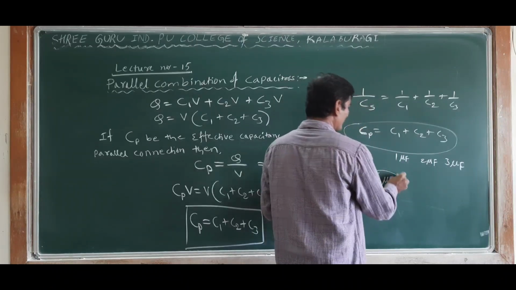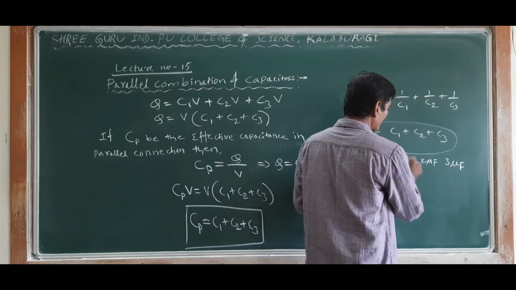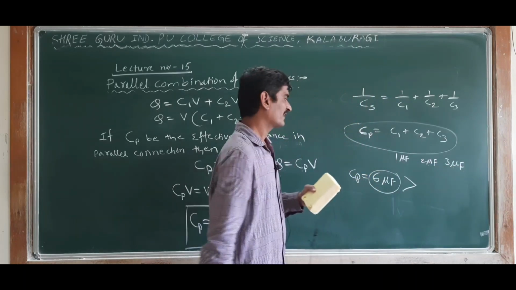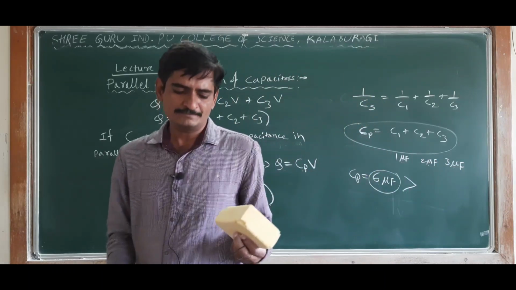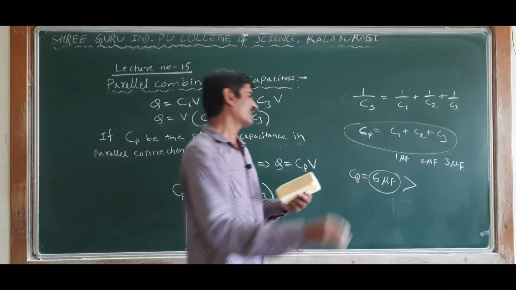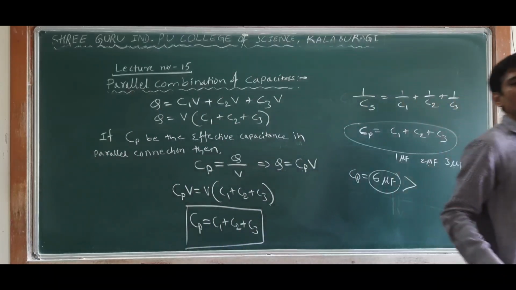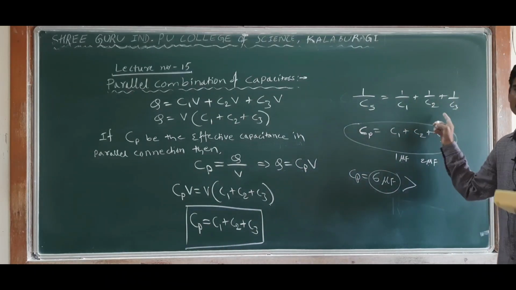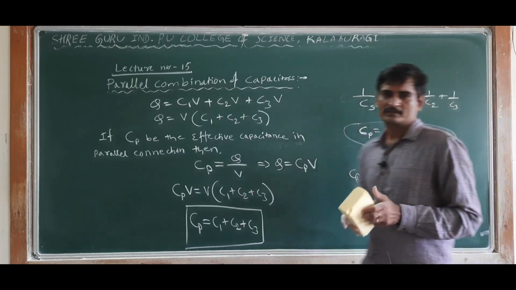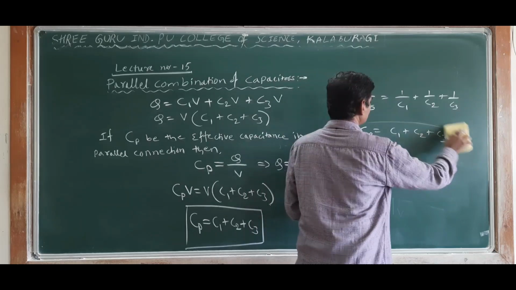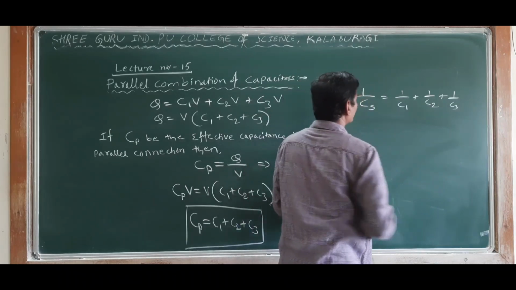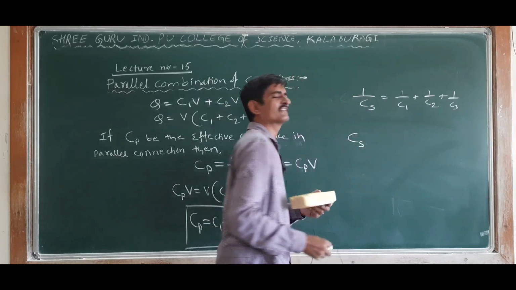So this 6 microfarad is greater than any of these three. That is, the effective capacitance of parallel combination will be greater than the greatest of three capacitors. Understood? Okay. So similarly, if you take Cs, that is the effective capacitance of series combination.